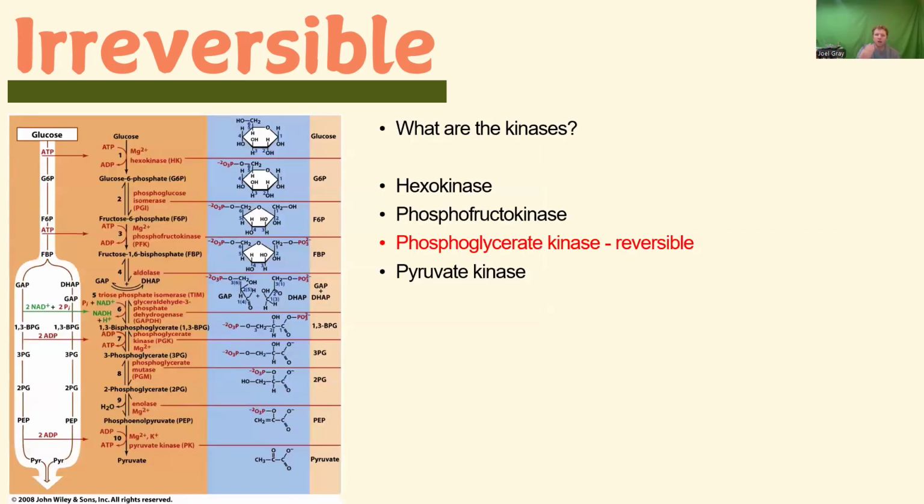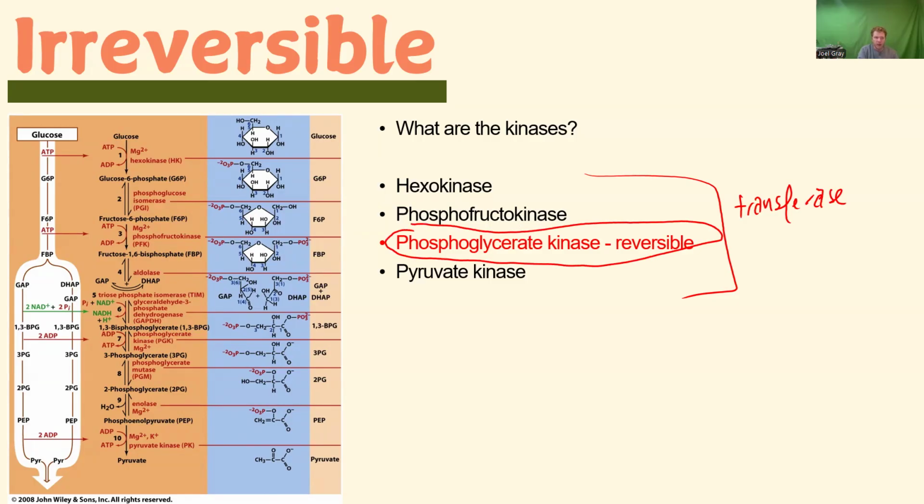There are a total of three enzymes known as kinases. Now, all of these kinases are indeed known as transferases, but only three of them are irreversible. Phosphoglycerate kinase is a completely reversible reaction. Phosphoglycerate kinase is where we take 1,3-bisphosphoglycerate to make 3-phosphoglycerate.